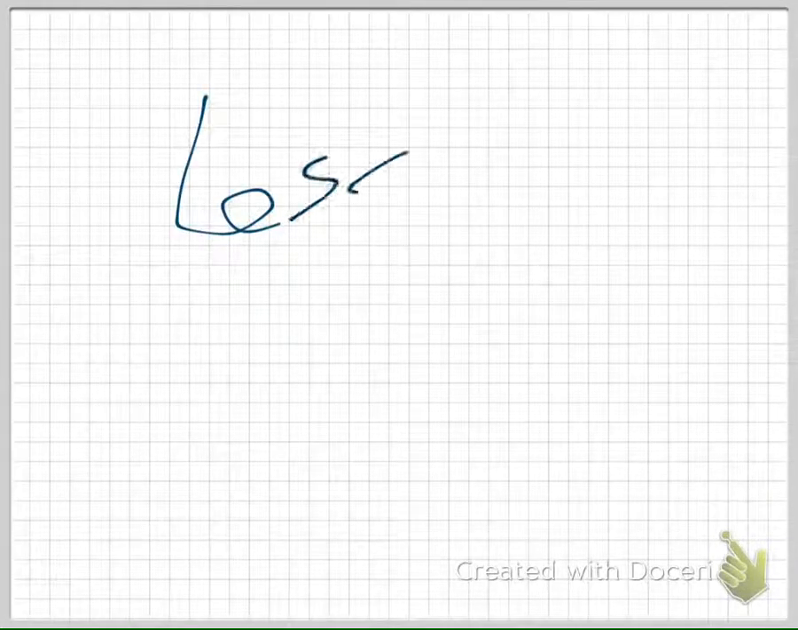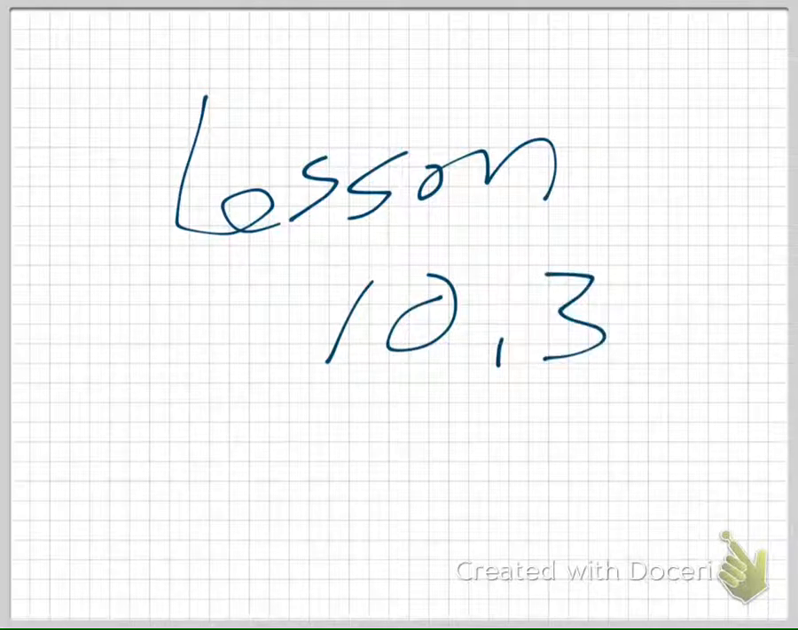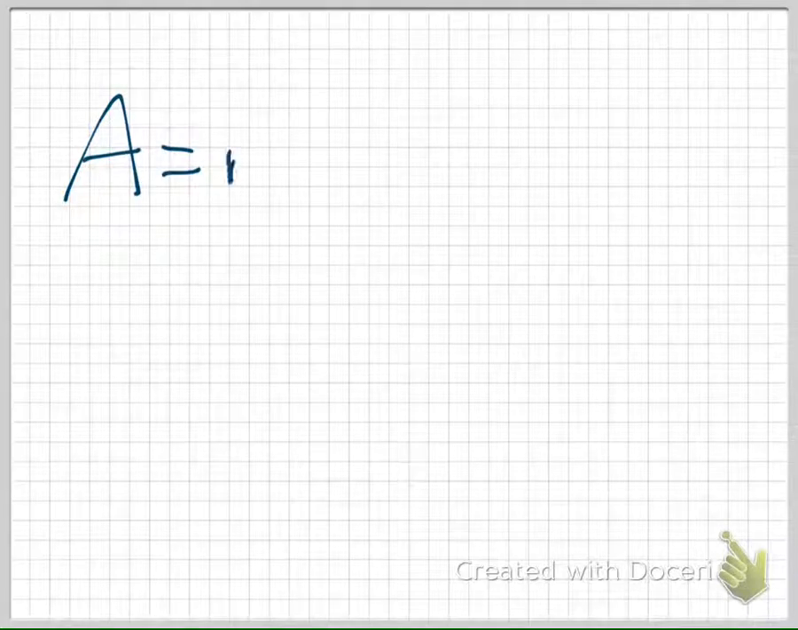All right, this is pre-algebra lesson 10.3, the area of circles. You've been doing this since 5th grade, so I'm going to just remind you the formula for the area of circles. The area of a circle is pi r squared.